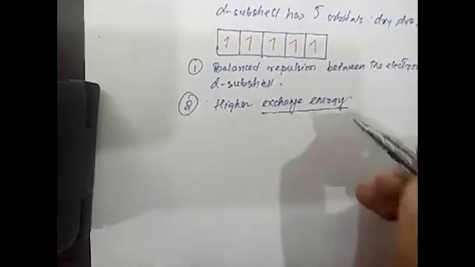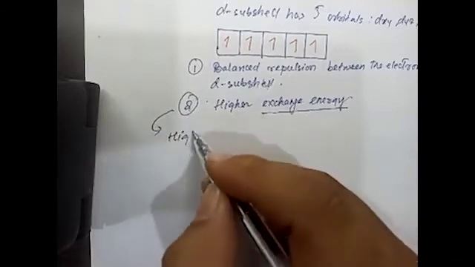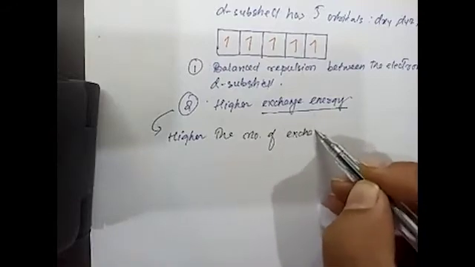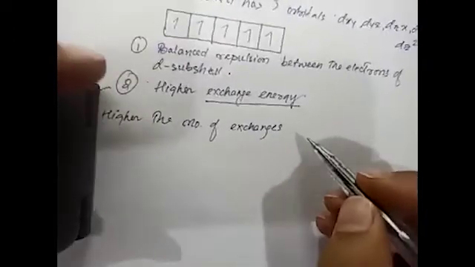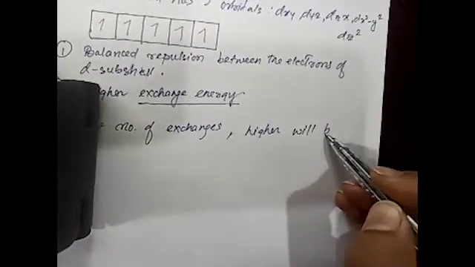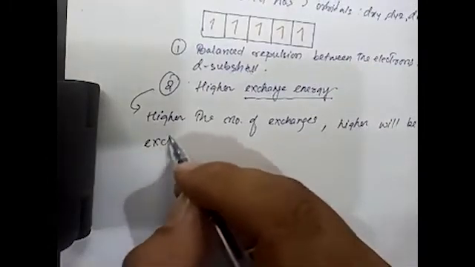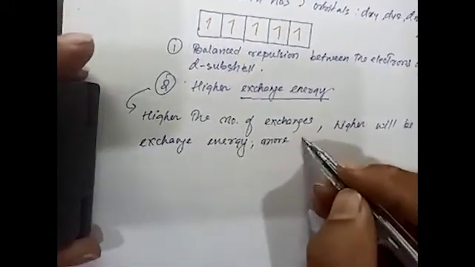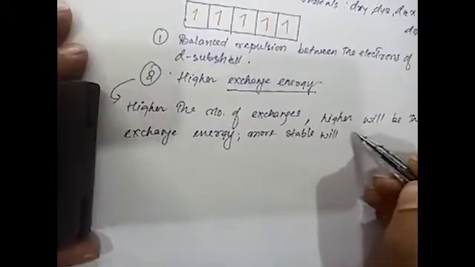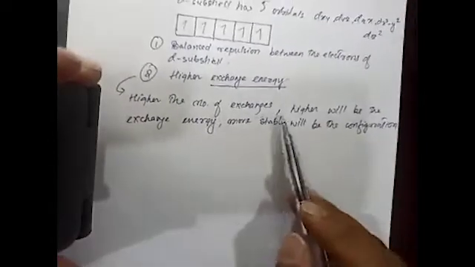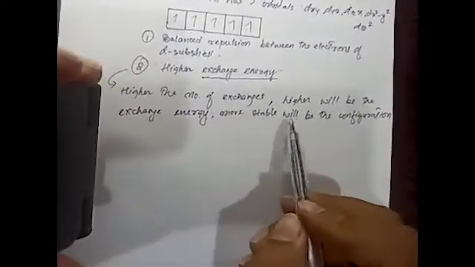Okay, higher exchange energy. So higher the number of exchanges, higher will be the exchange energy. Okay, more stable will be the element, more stable will be the configuration. So higher the number of exchanges, higher will be the exchange energy, more stable will be the configuration.